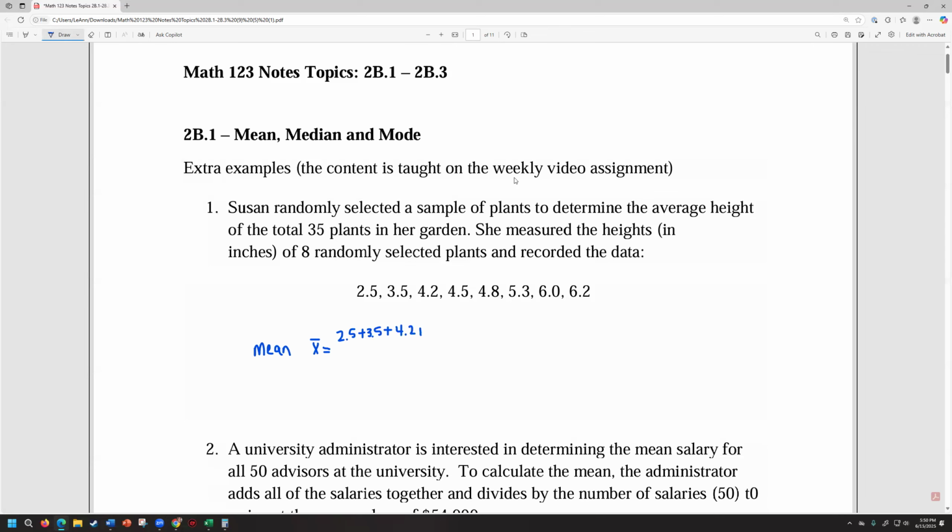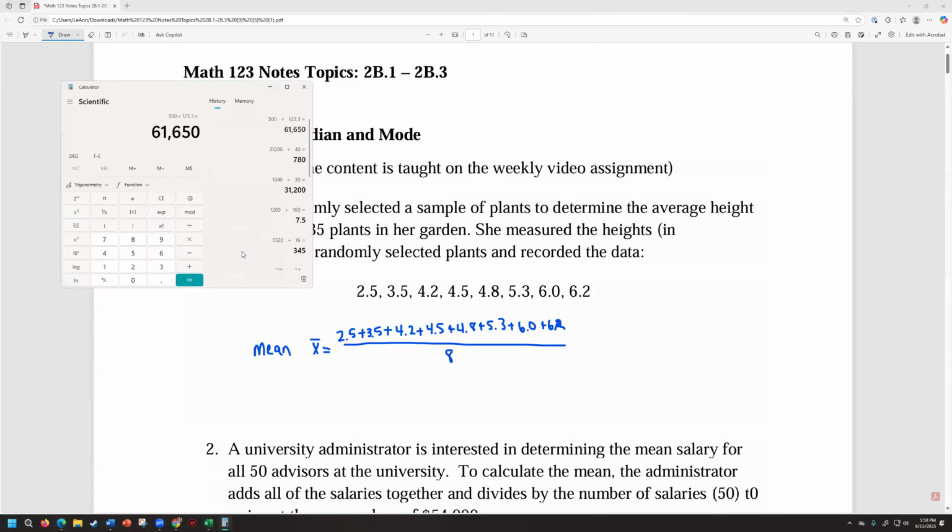So we're going to add them all together. So just write that out. And then I'll get the total for that top. And then we're going to divide by how many plants she surveyed, because that is how you take a direct average. So we have all of that we're going to add together, and we're dividing by the 8 because 8 is how many plants she measured.